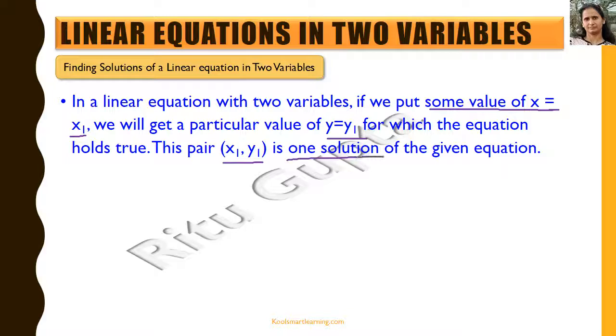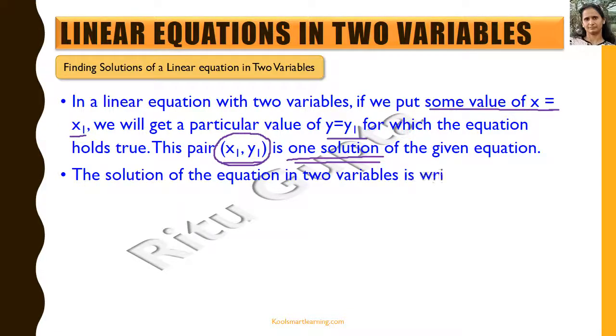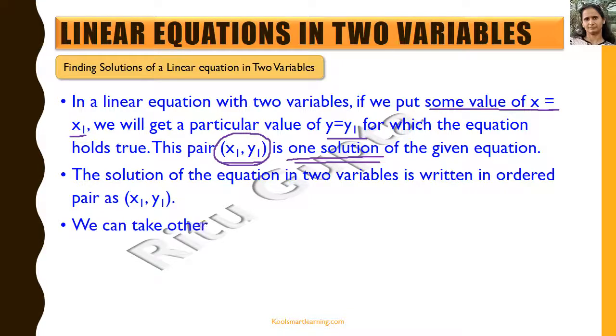The important thing to note here is we are saying this is one solution of the equation. We are not saying that this is the only solution of the equation. So we have more than one solution for a linear equation in two variables, but this is one of the solutions where we put x equal to x1 and then we find y equal to y1 such that the equation holds true. The solution of the equation in two variables is written in the ordered pair format as (x1, y1) within brackets.